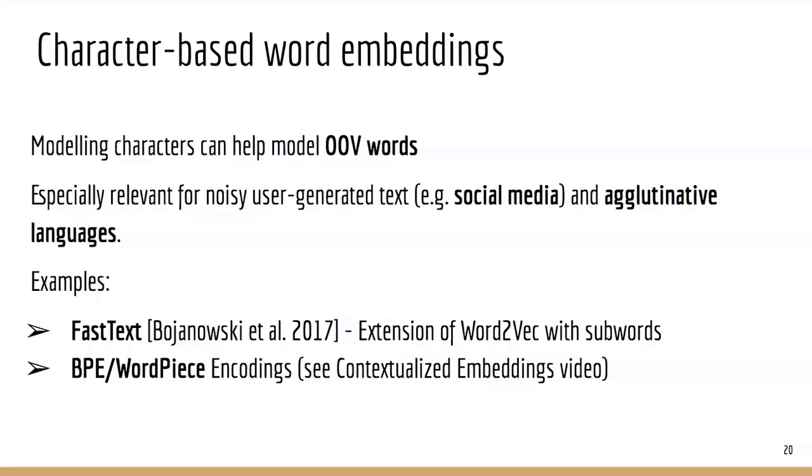One of the best examples of that is fastText. It's basically the same architecture as Word2Vec, but there is an extension where you also have subwords, which are combinations of characters that give this robustness and the ability to model even out-of-vocabulary words. Another quite successful example is different encodings like BPE or WordPiece, and this has been much more popular in the recent contextualized embeddings era. So I recommend you see that video to know more about that.